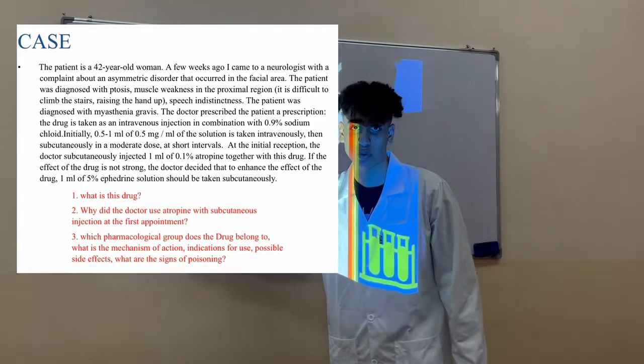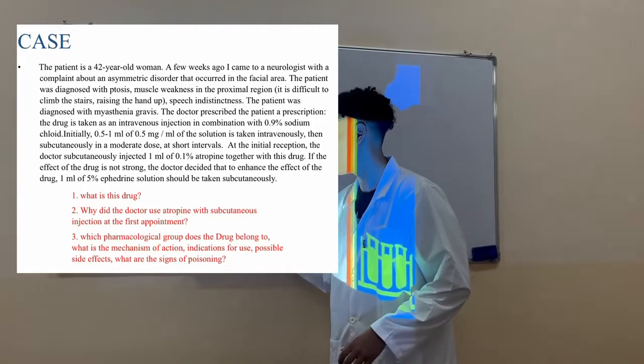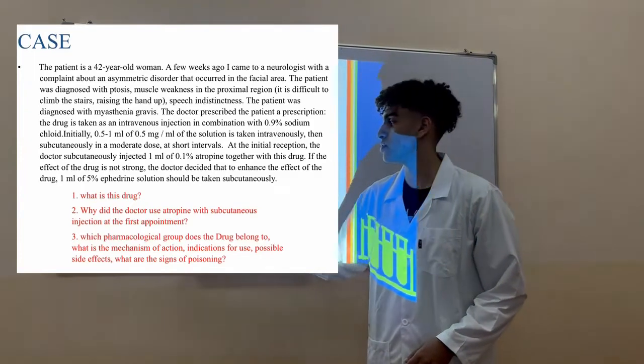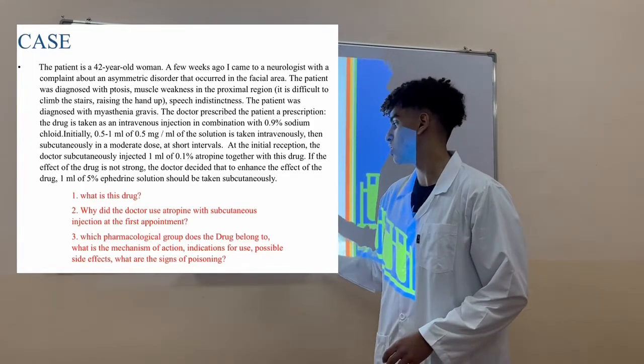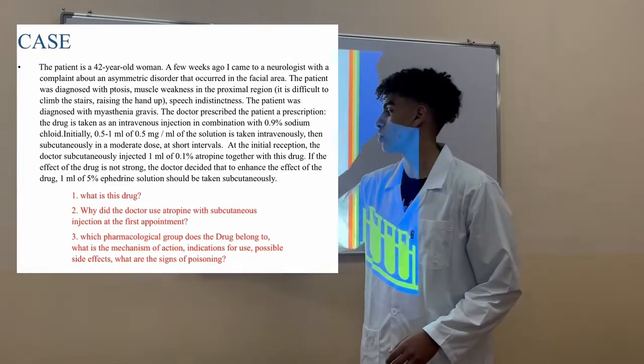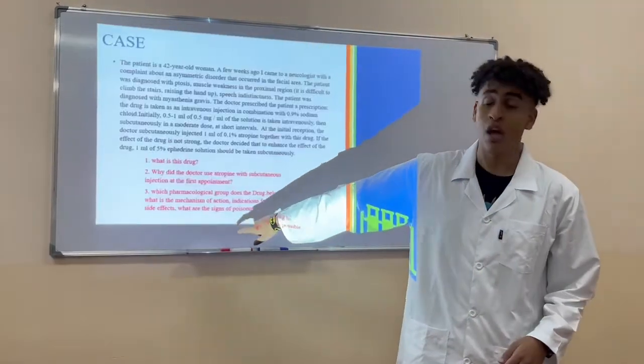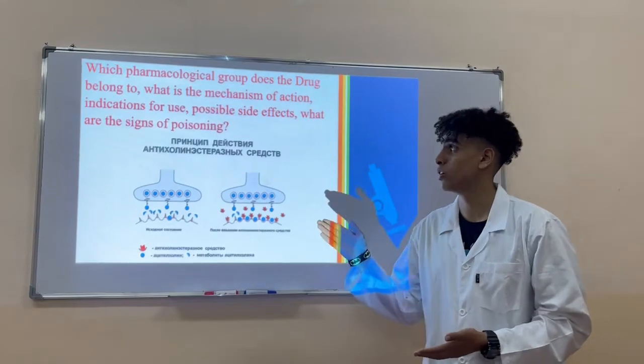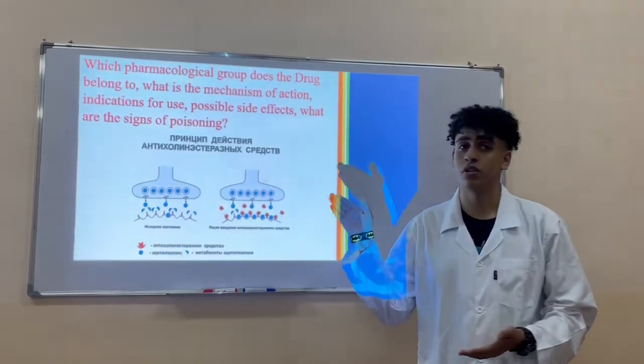Actually, this is the third question, and it has three parts. This is the first part. The second part asks what the mechanism of action and indications for using are, and the third part is possible side effects. What are the signs of poison? So, talking about the clinical usage for this drug.